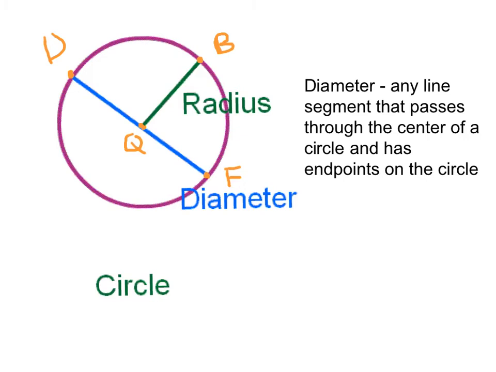Alright, here is another picture. And so line segment QB is a radius, as from before, of this circle, because Q is the center of the circle. Another definition for you is a diameter, any line segment that passes through the center of a circle and has endpoints on the circle. So this is a line segment here, line segment DF.